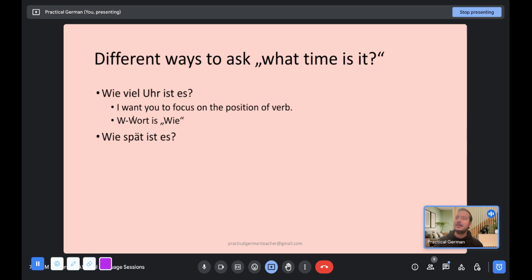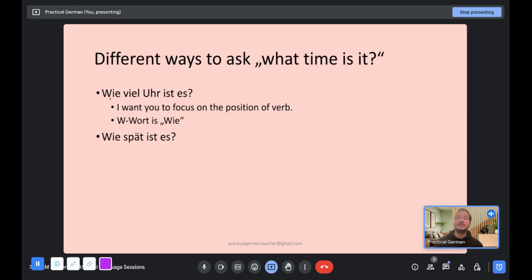Okay. Now I want you to focus on the position of the verb. Here the verb is still the same, ist. The verb here is also ist. Now I told you that in a W kind of question, the verb is always at the second position. But you will say, okay, here it is at the fourth position. No, it's not like that. It is still at the second position.